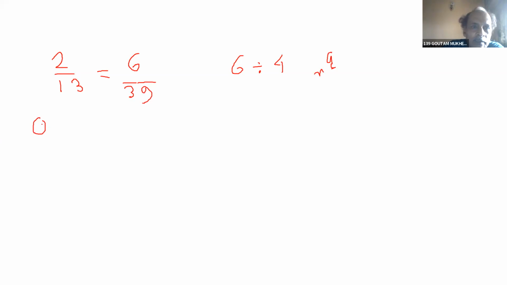So 6 by 4 is 0. 6 divided by 4, 1, and 2 remainder. Carry 2. And again divided by 4, 21. 21 is 5, 1. 15. 15 is 3, 3. 33 is 8, 1. 18.